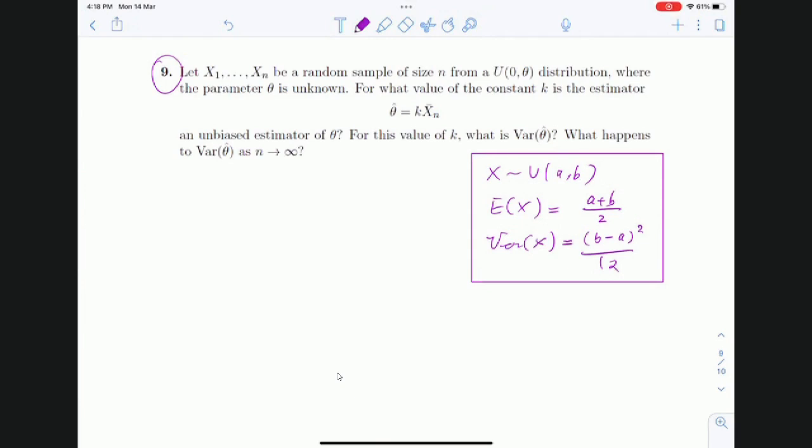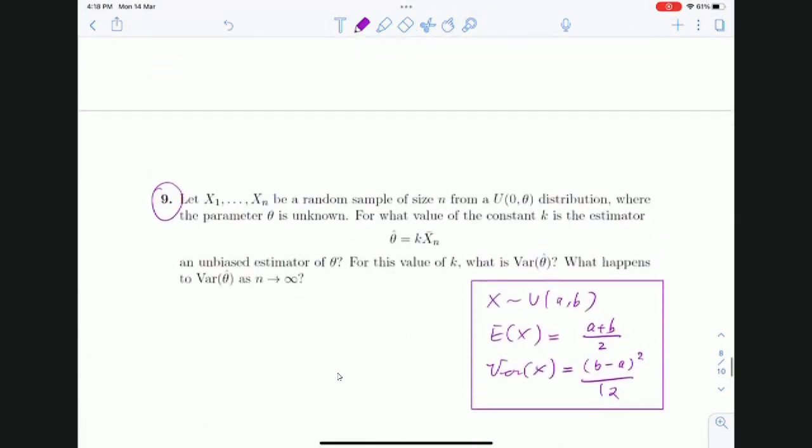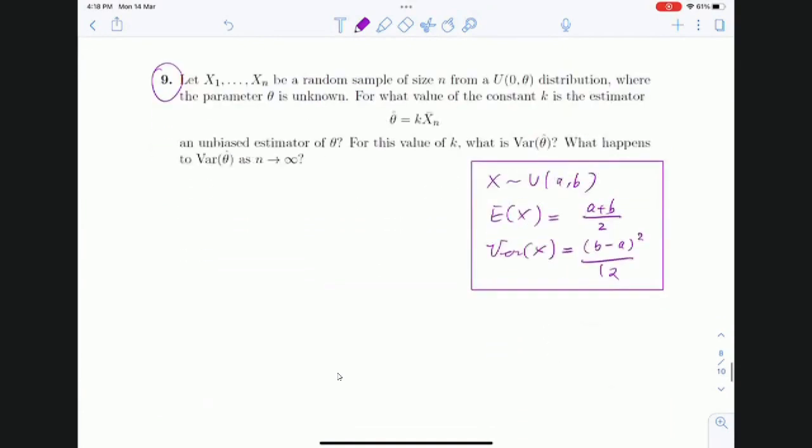Okay, maybe I explain a little bit about the walkthrough to this question so that we can move on to the next question. Now, this is a typical question about how we can find the properties of an estimator. Whenever we have an estimator, there are two quantities that we are interested in about its behavior. The first one is the bias.